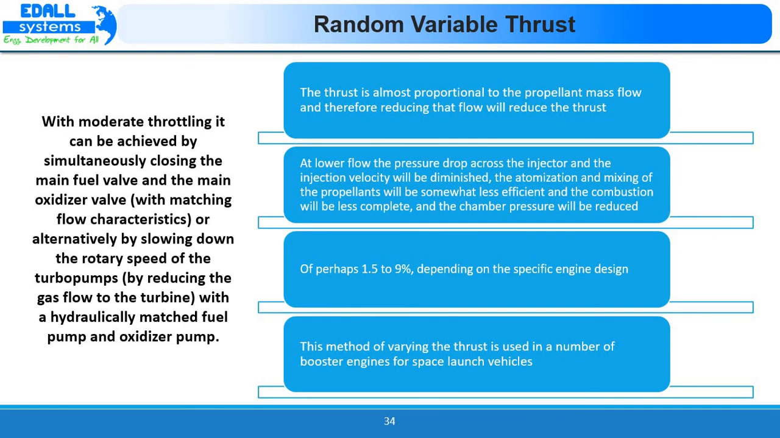This method of varying the thrust is used in a number of booster engines for space launch vehicles. So to achieve this variable thrust, we just have to reduce our propellant mass flow by some means. So it will vary based on the application or based on the vehicle which we are using.